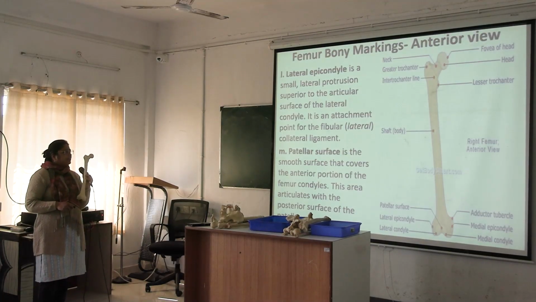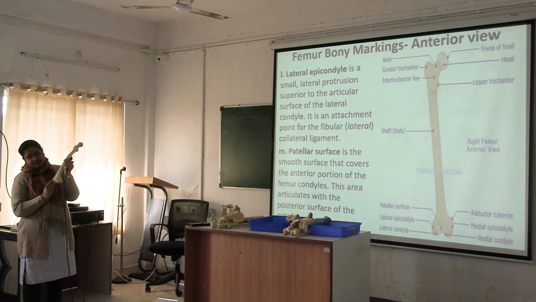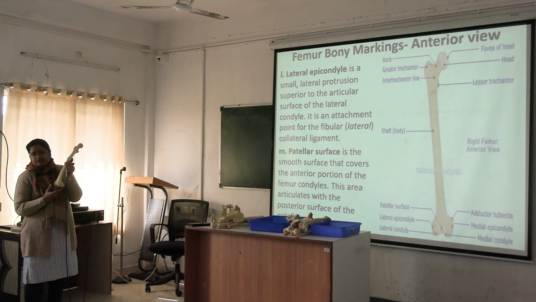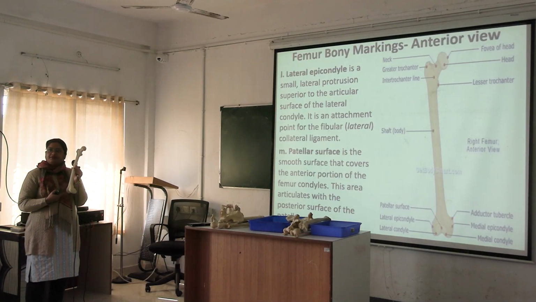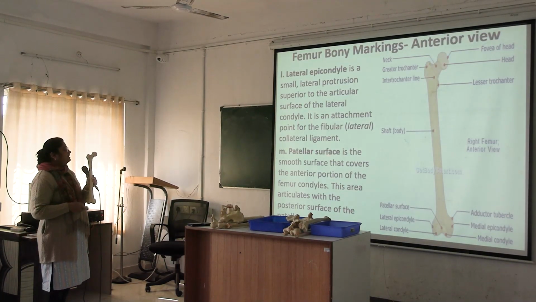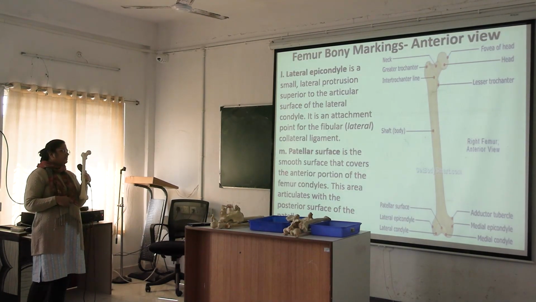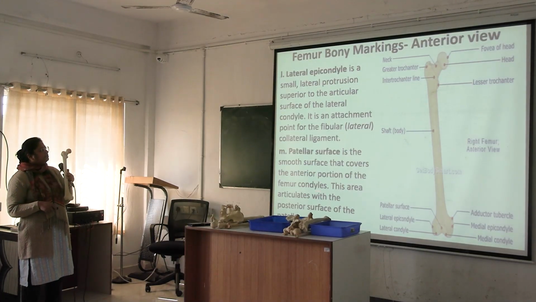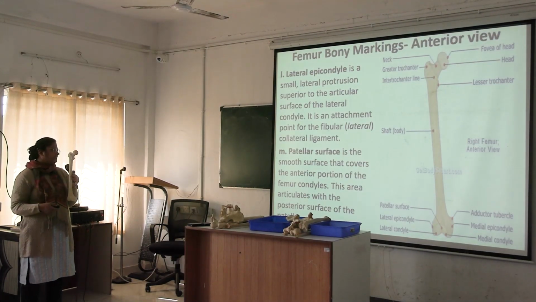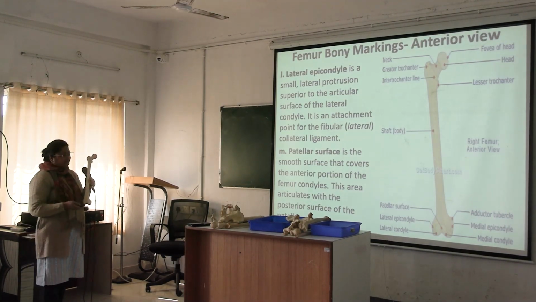And next, there is the patellar surface. This anterior part of the articular surface of the lower end of the femur is the patellar surface. It is the smooth surface that covers the anterior portion of the femoral condyles, and this area articulates with the posterior surface of the patella.